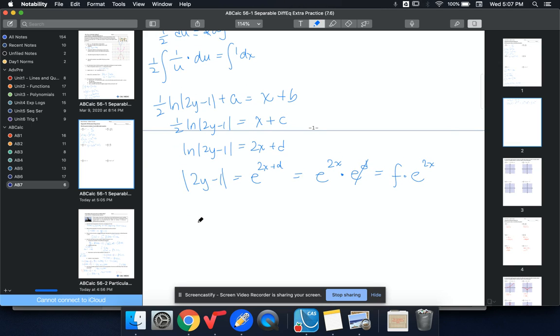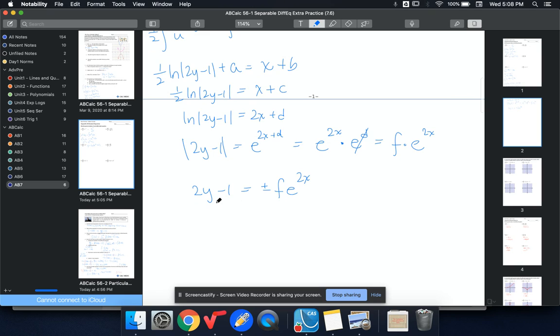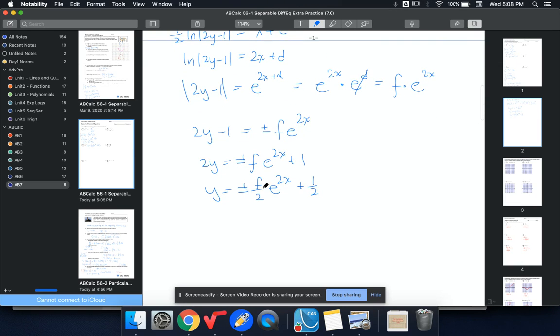And then to get rid of the absolute value, I'm going to say plus minus 2y minus 1 equals plus minus f times e to the 2x. Subtract the 1. Now I can't combine that 1 with any other constant. So I'll get 2y equals plus minus f e to the 2x plus 1, divide by 2, plus minus f over 2. Well, that's just another new constant, e to the 2x plus 1/2. So this new constant I could just call g.